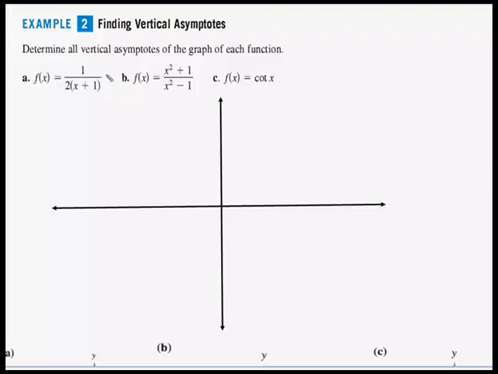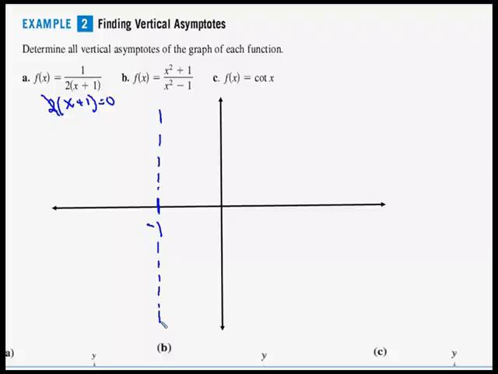So here in Example 2, they're asking us to determine all vertical asymptotes of the graph of each function. Let's see what's going on here. Our numerator is never equal to 0. So what we want to find out is what value of x is going to give us a value of 0 down here. Well, you could set that equal to 0, divide both sides by 2, and then you get x plus 1 is 0, minus 1 from both sides. We're going to have an asymptote at negative 1.